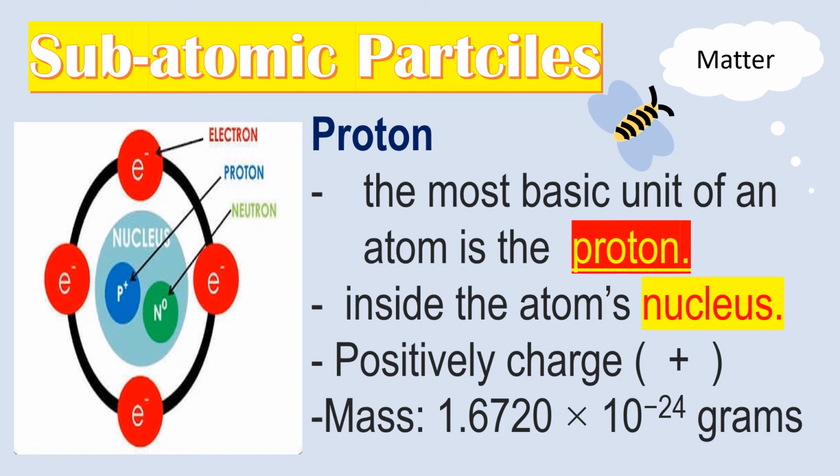Proton is located inside the atom's nucleus. Proton is a positively charged particle. The mass of a proton is 1.6720 times 10 to the negative 24th power grams.